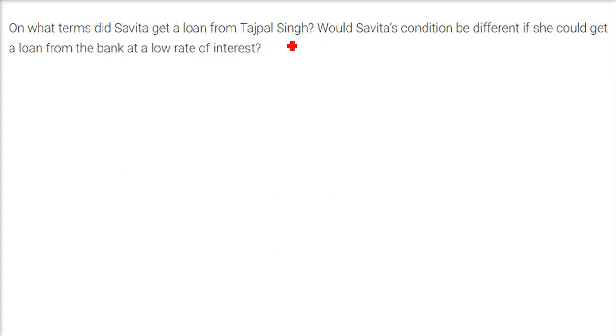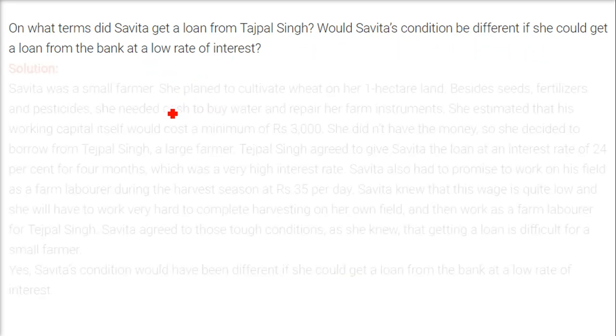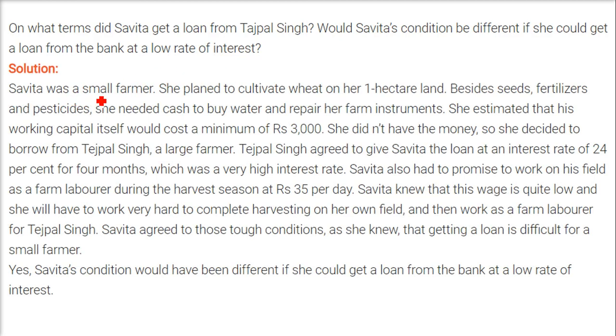On what terms did Savita get a loan from Tejpal Singh? We just talked about that. Would Savita's condition be different if she could get a loan from the bank at a low rate of interest? Obviously, Savita is a small farmer. She planned to cultivate wheat on her small 1 hectare of land. So besides seeds, fertilizers and pesticide, she would need some hard cash, that is the Karyashil Punji, working capital. She needed cash to buy water and repair her farm instruments. She estimated that the working capital would cost a minimum of 3,000 rupees, as I mentioned earlier. She didn't have the money, so she decided to borrow from Tejpal Singh, a large farmer.